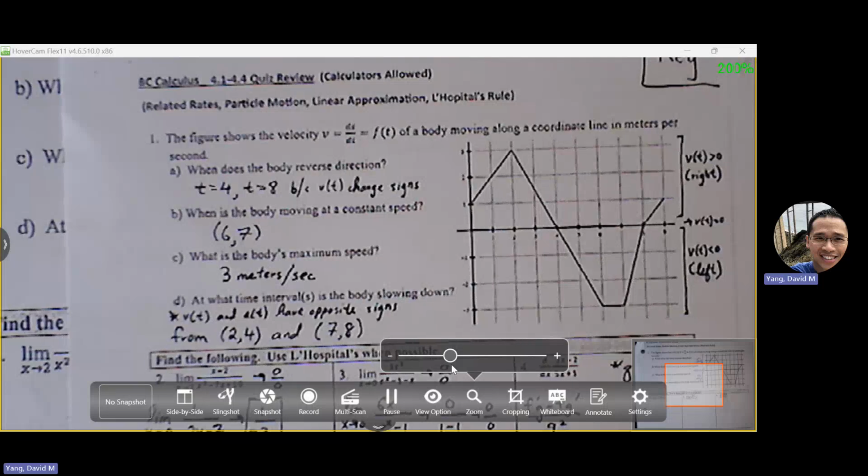Okay, any questions with the first part? You have to always have explanations if I specify. If I don't, then you don't have to.